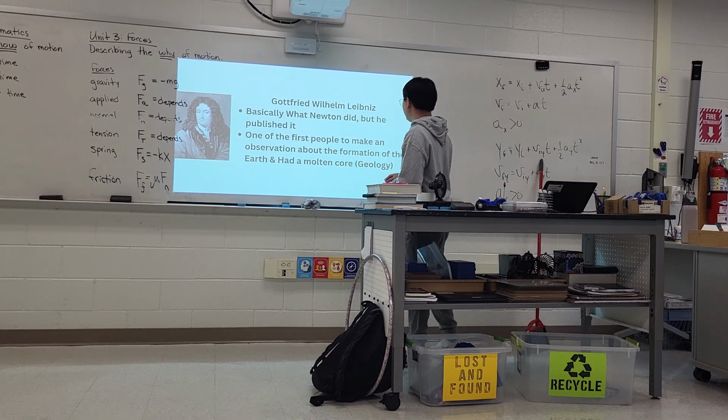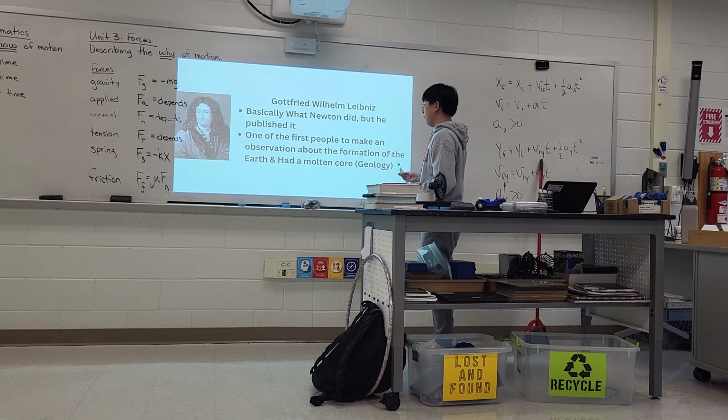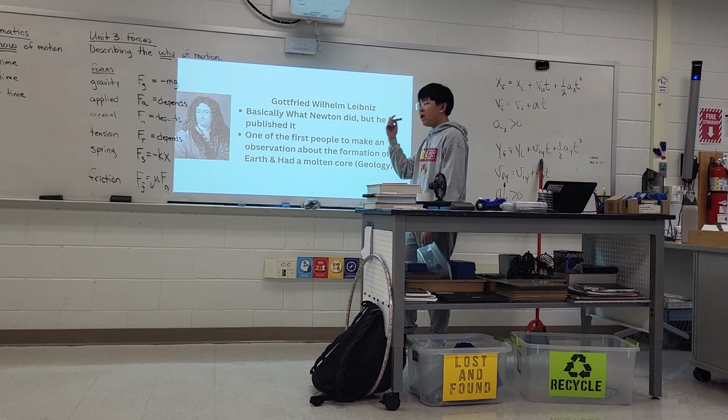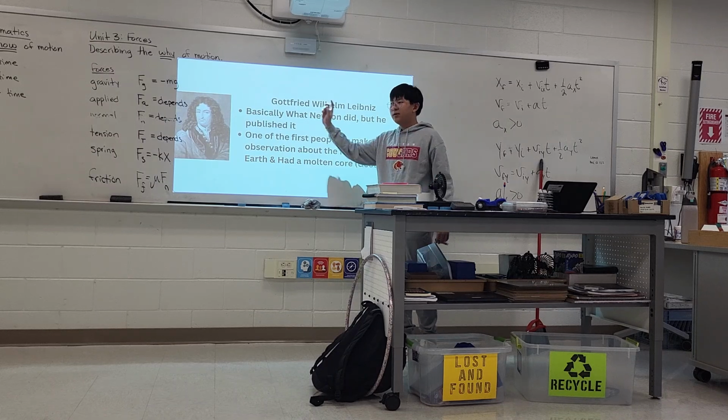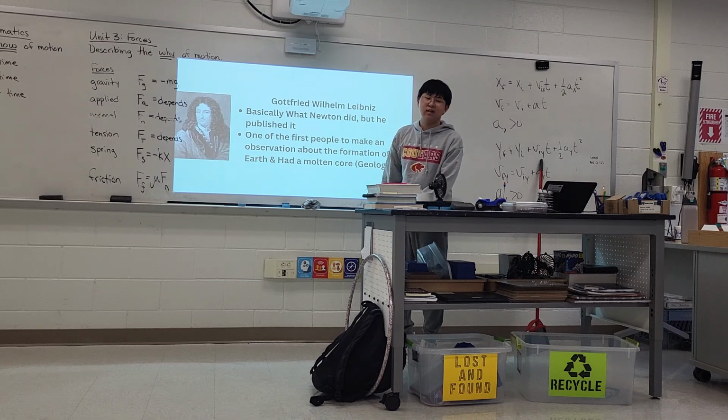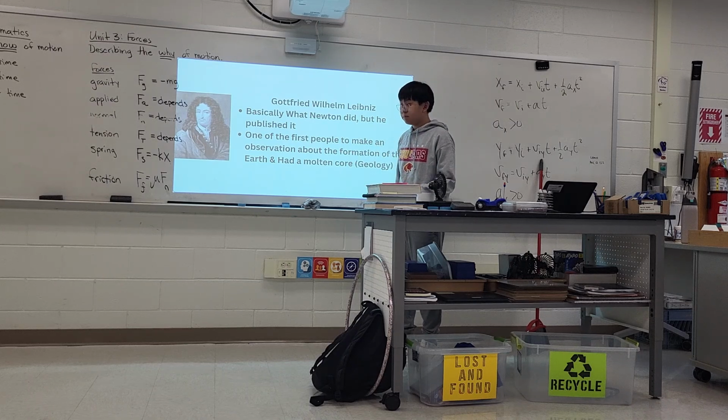So, one of the first people to make an observation about the formation of the Earth and our molten core. So this guy was a philosopher, a mathematician, and a geologist. So he was the person to think like the Earth has a mini sun in it, which is pretty cool.